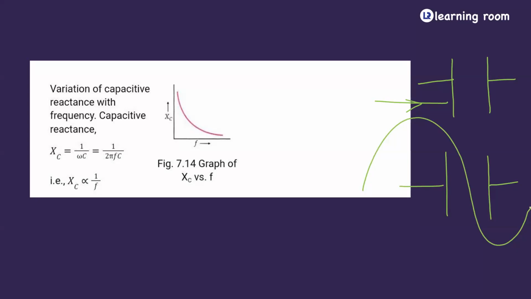It's not my idea. It's your meme. You will find it on Instagram. It will allow AC to pass through it, it will go like this. DC means it will directly block.